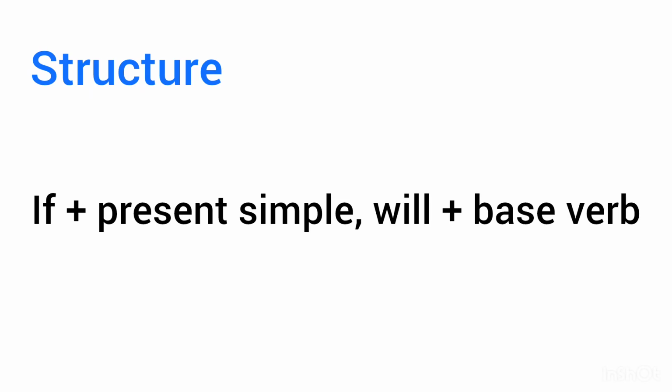To form this structure, we use the present simple after if, even though we are talking about the future. In the second part, we use will to show the result. We can also switch the order. To better understand this, let's look at some examples.